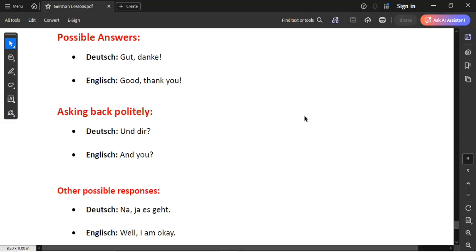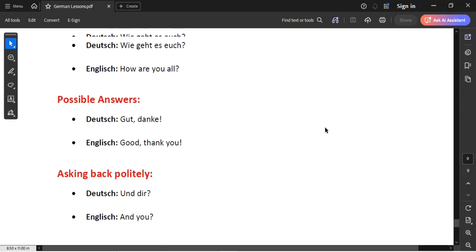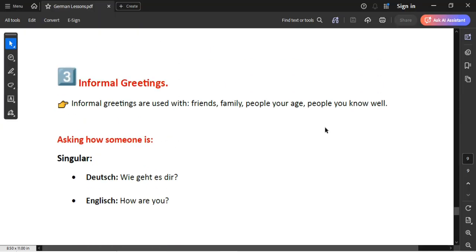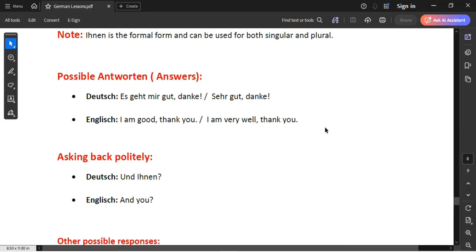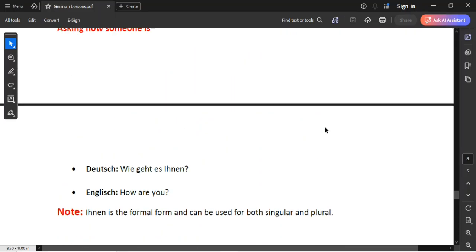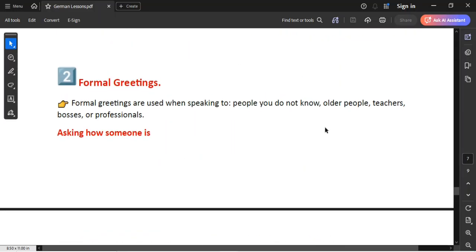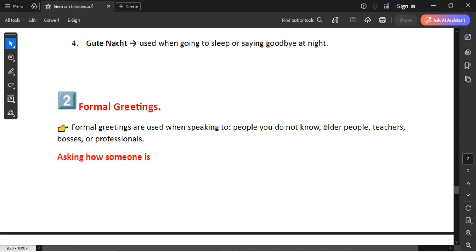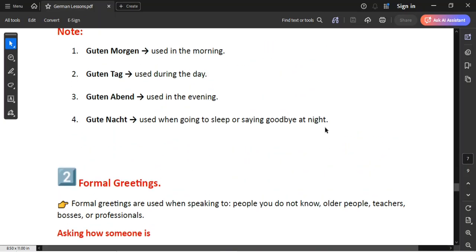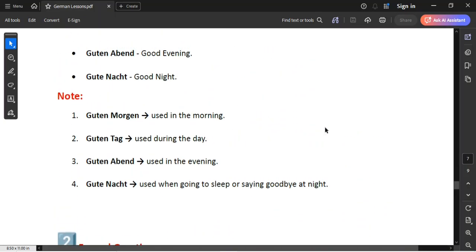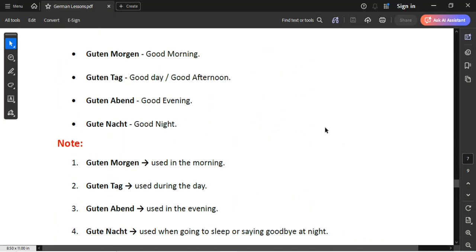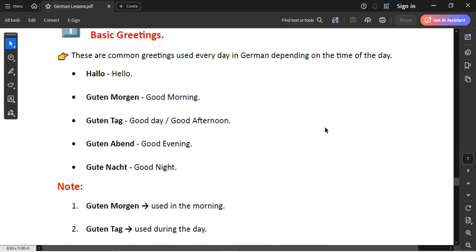Having done that, that marks the end of today's lesson, and it is my hope that you have understood something in this lesson. Remember, we looked at Begrüßungen, whereby we covered basic greetings, formal greetings, and ended the lesson with informal greetings. Like I've always said, spare 5 minutes of your time, go through what you have just done, and practice the same, because practice makes perfect.